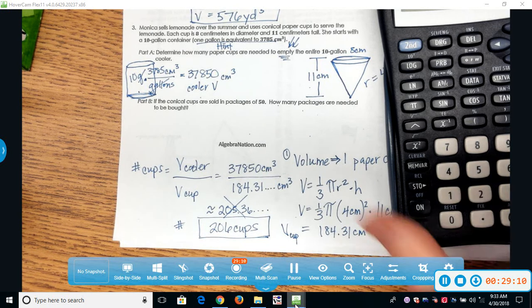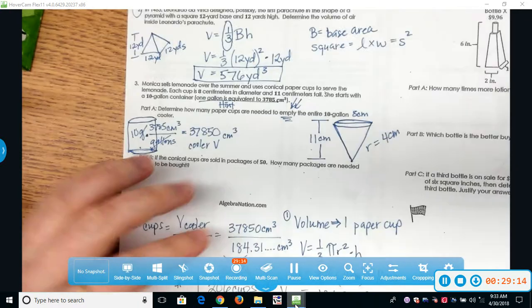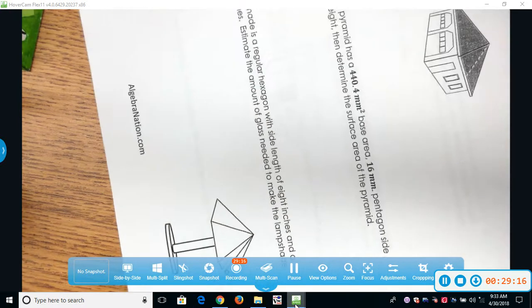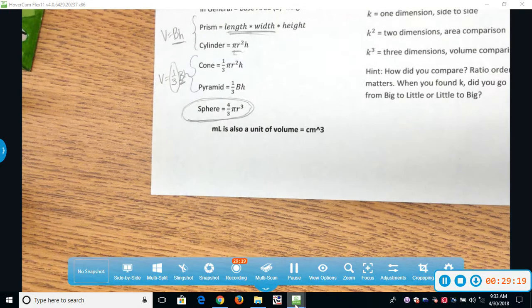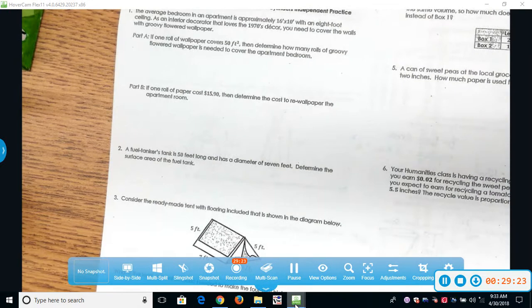So we've done a cone and we've done a pyramid, so let's move on. We're going back to prisms and cylinders. However, this time around, you're not doing volume, you're doing surface area and lateral area.